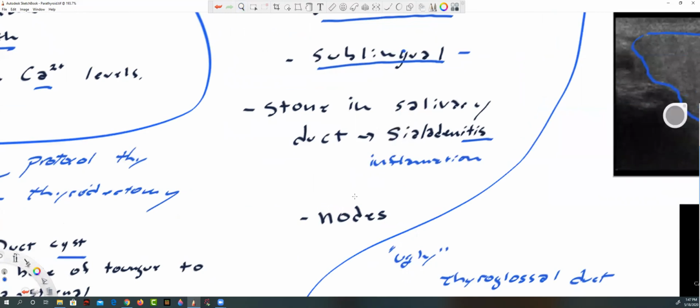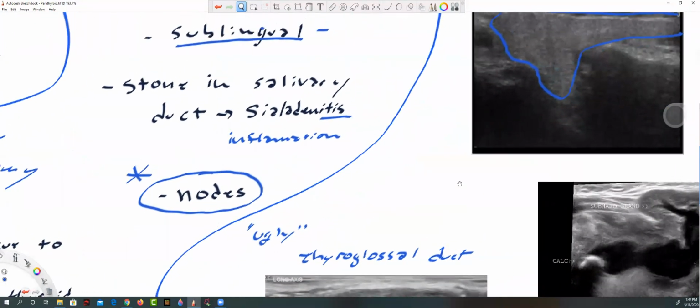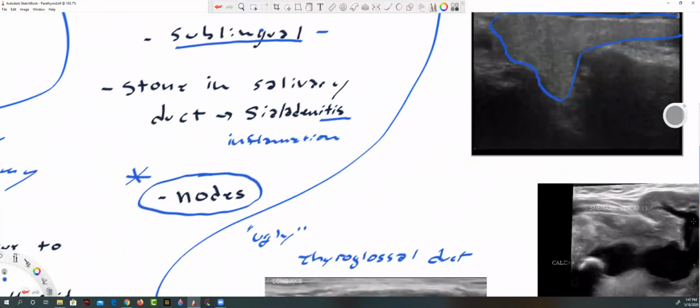And then I just wrote nodes. I kind of feel like we already talked about that. But when you're looking at the neck, this is really what you're looking for. Nine times out of 10, this is what you're being asked to notice. Are there nodes? And let's just quickly remind ourselves what a node should and shouldn't look like.